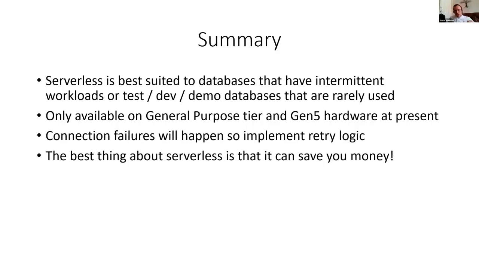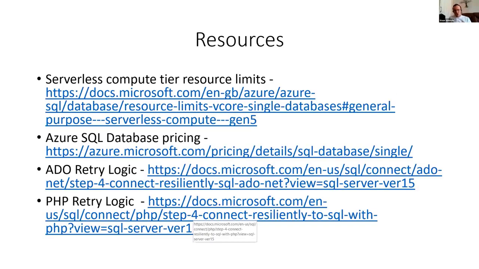And lastly, my resources slide. The first link will give you more information about the compute tier limits. That will tell you which service objectives support serverless and how much memory and CPU you get per vCore as well. If you want more information about pricing for serverless, that's the second link. There are a couple of examples of how to implement retry logic into applications in the last two links on that slide.